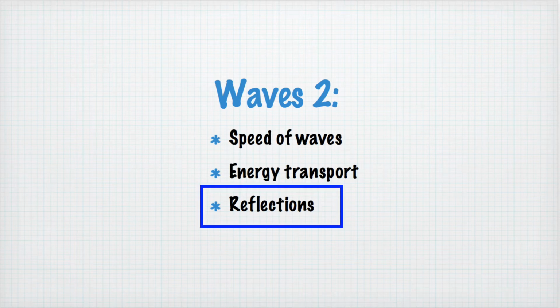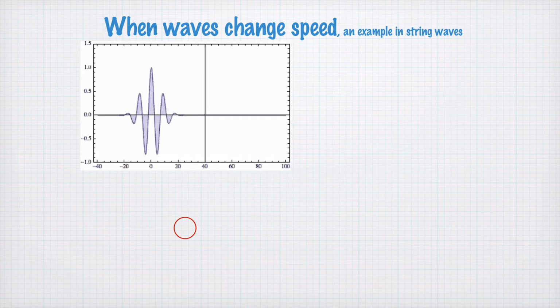Now it's time to look at some wave reflections. What happens when waves change speed? I'm going to give an example here for waves on a string. So here is some wave, it's just a sort of a wiggly thing, and it's traveling in this direction.